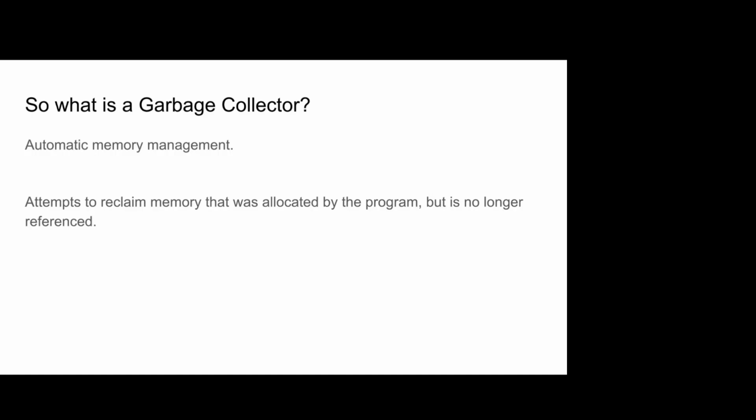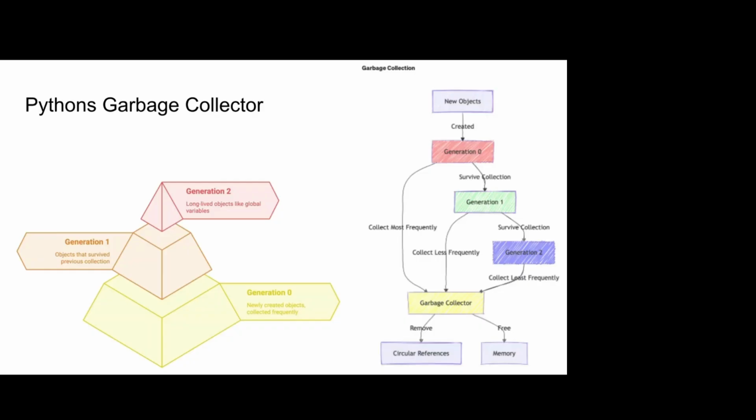Now, what about the Python garbage collector specifically? Well, the Python garbage collector handles most memory deallocation immediately. The garbage collector provides a safety net that catches circular references and other complex memory issues that reference counting cannot really address.